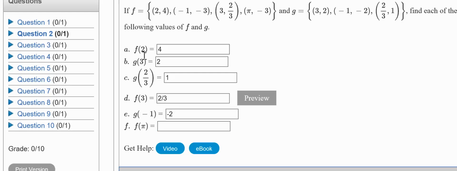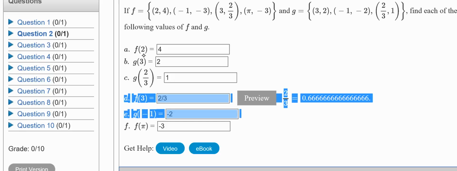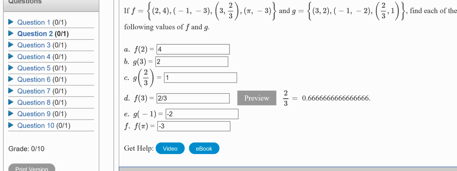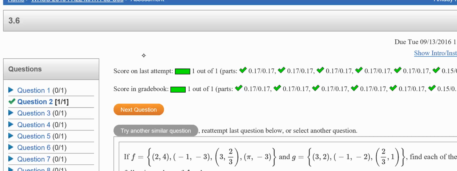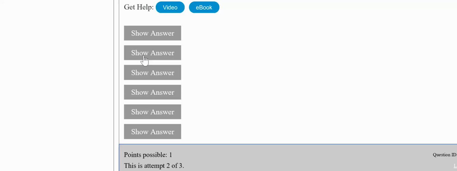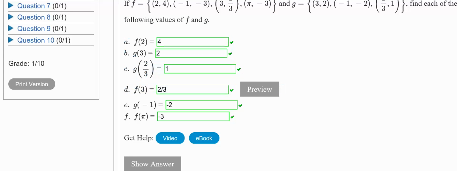Then it says back to the f function. What happens if you put in pi? Well, it's going to be this one right here. Output's going to be a -3. So -3 put in. If you want to, you can even put a preview for this part right here because it's fractions here. All right, let's input it. Let's see. Submit it. Let's see if we got it correct. Yes. In fact, we have all of them correct. That's cool. There it is.